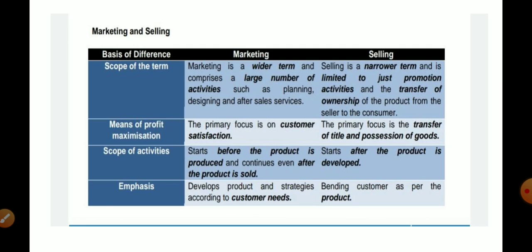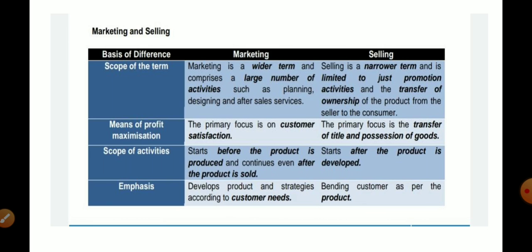So, first is the scope of the term. The marketing concept is a wider term because it includes many activities like planning, organizing and controlling. All the elements are included in marketing. But the selling concept is a narrow term because it is just based on transferring the ownership of the goods to the customer, as a means of profit maximization.